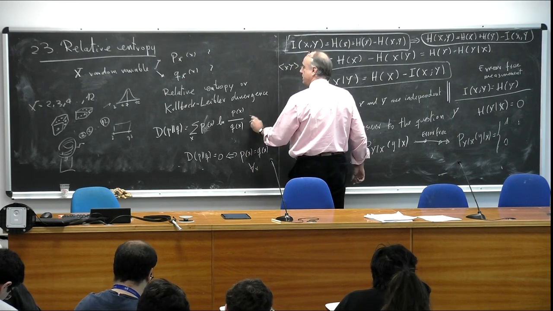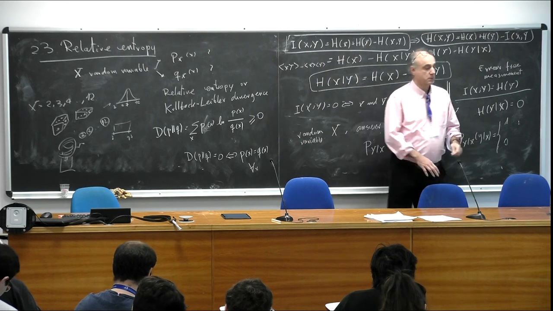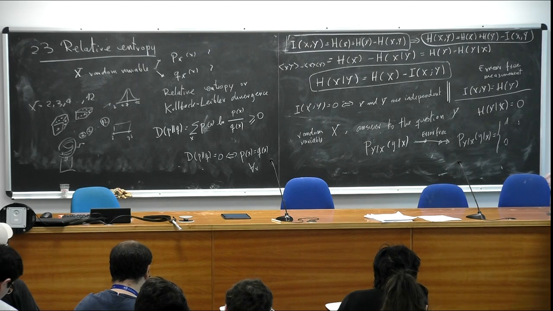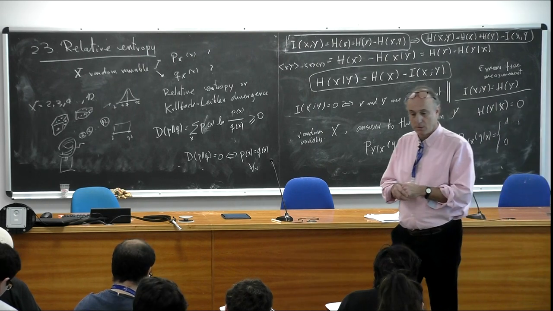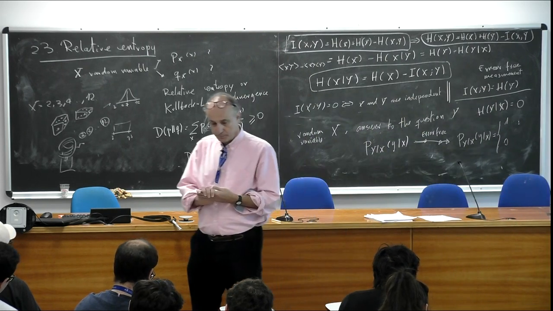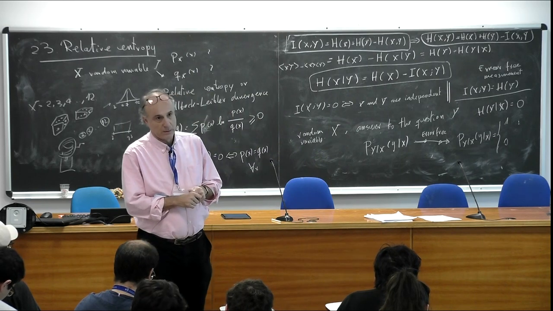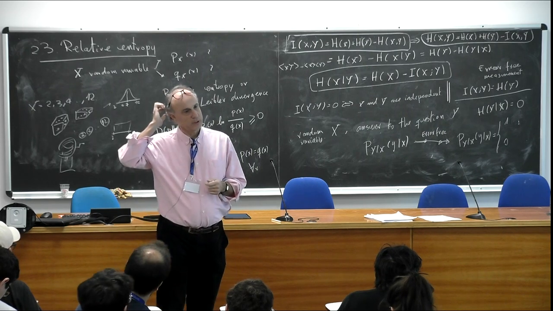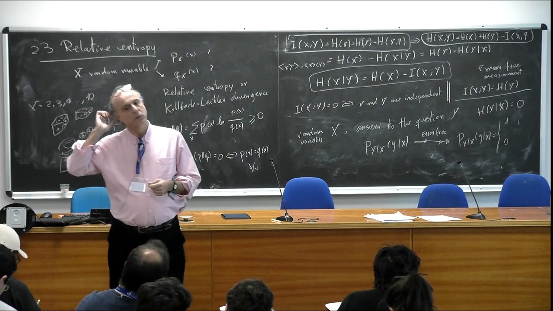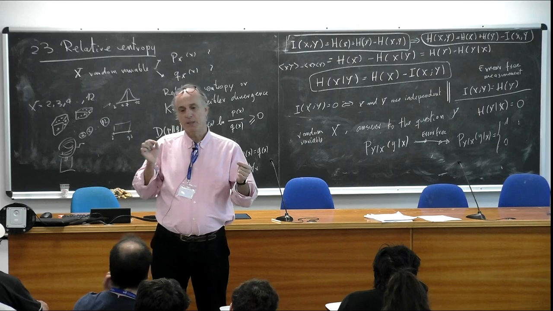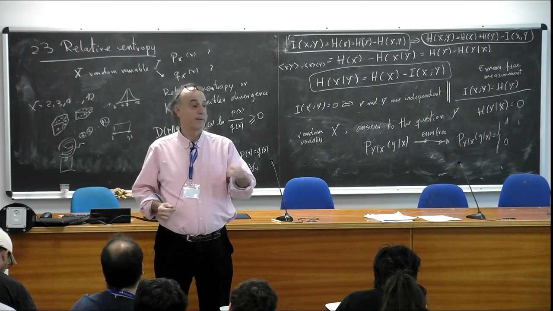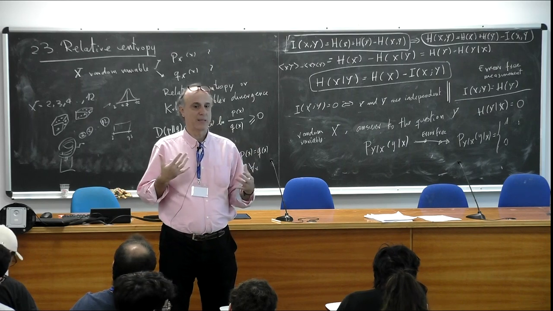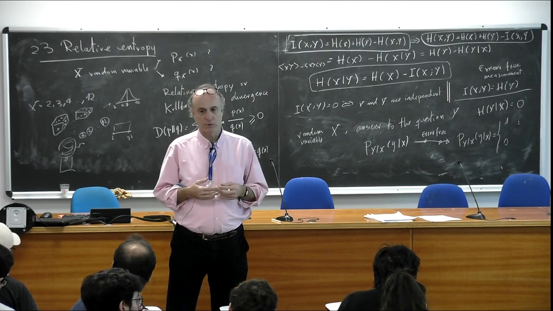And it's bigger than zero otherwise. So it's a measure of how different these two probability distributions are. Some people call it a distance, but it's not really a distance because it's not even symmetric. So the Kullback-Leibler divergence between P and Q is different from Q and P. And you have an exercise to understand why it's not symmetric.